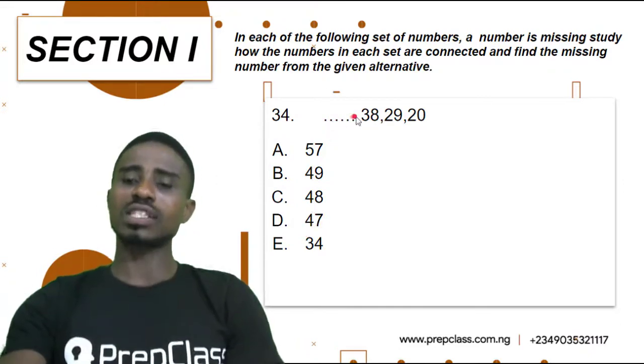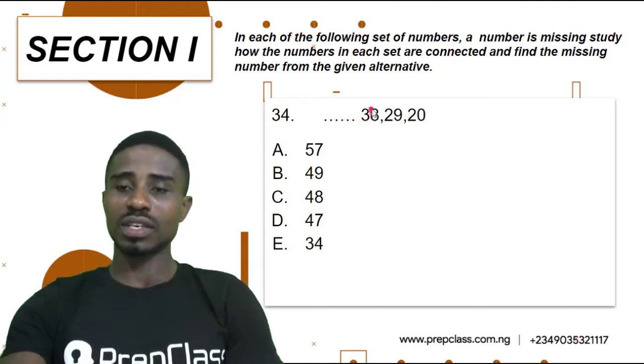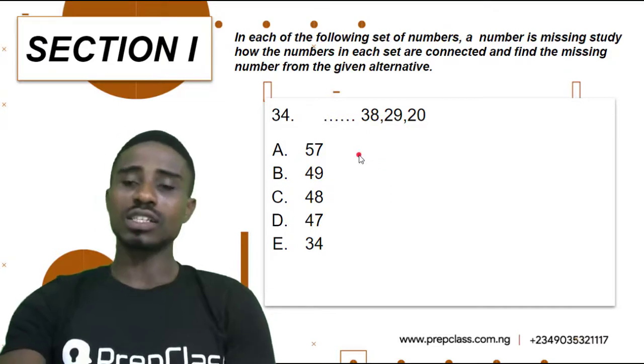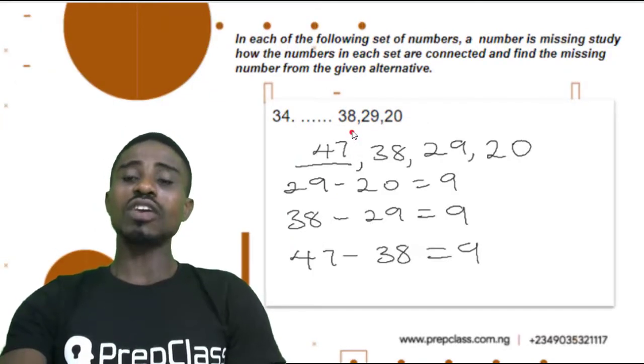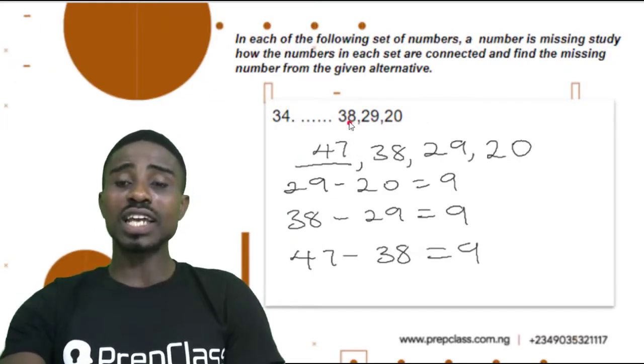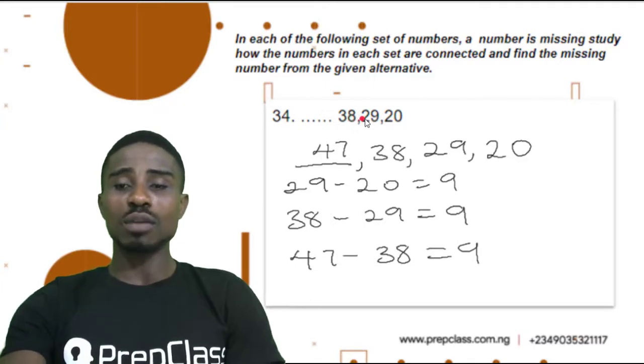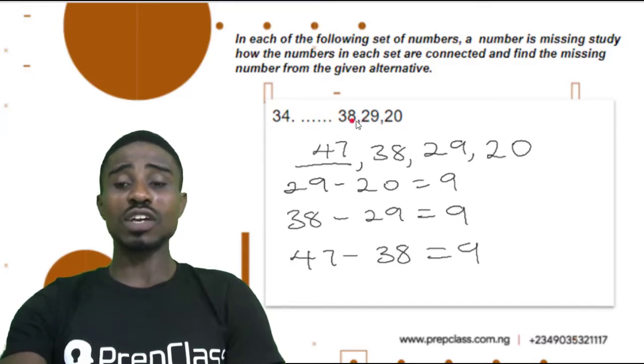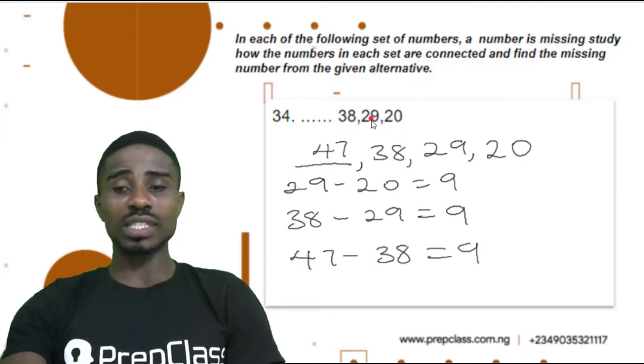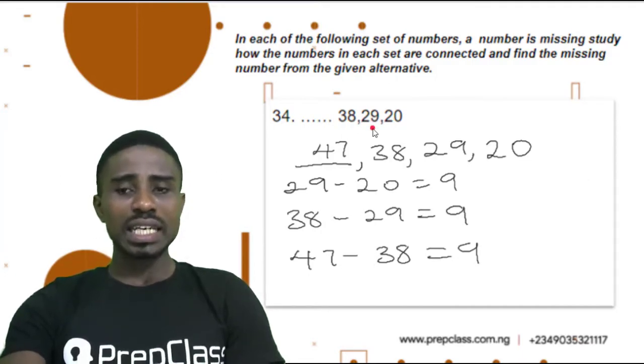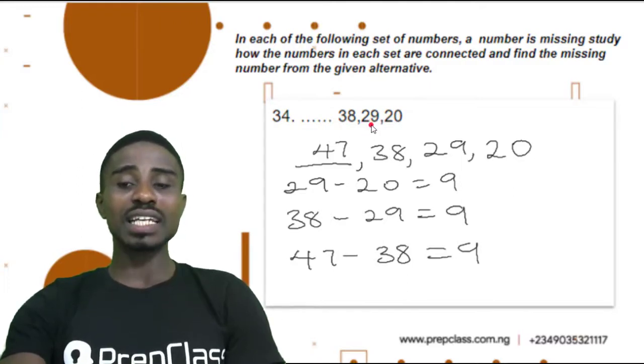If you look at this set, we have a space here, 37, 29, 20. How do we get this done? Now if you look at this, you would see definitely that there are differences between each number. So we're going to look at the differences between each number as we go down. They wrote 38, 29. So what's the difference between 38 and 29? It is definitely 9. Now what's the difference between 29 and 20?